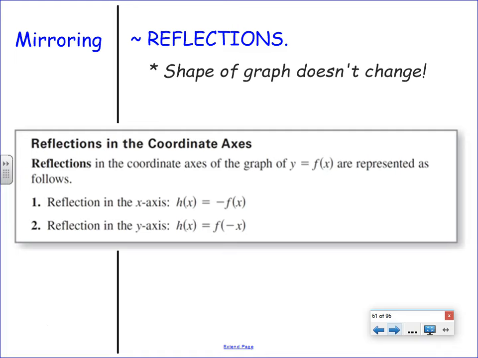Reflections. Does the shape change? No. But what does change? The direction is one way of putting it. The orientation is another way of putting it. Reflections, or mirroring. The shape doesn't change. There is no stretch, there is no compress. But the orientation or the direction does.